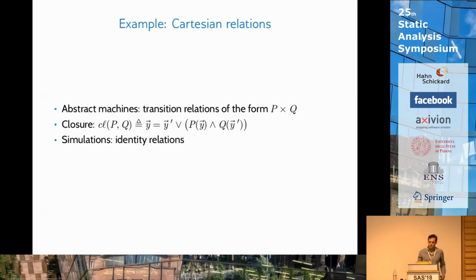Let's fix our class of simulation relations to be identities. So we're going to have exactly the same state space. And then we can compute a best abstraction for a formula f by computing a precondition by existentially quantifying the post-state variables, and a postcondition by existentially quantifying the pre-state variables. This is the best abstraction we can have for a transition formula as a Cartesian relation. Does this make sense?